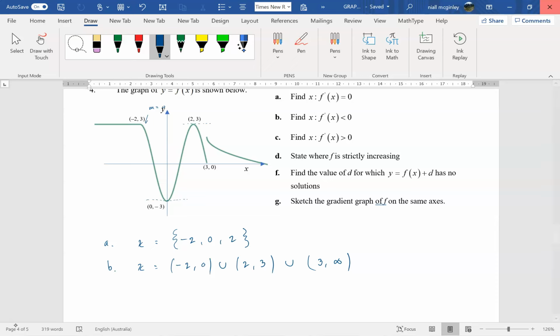Okay. So where the gradient's positive, there's going to be one section where the gradient's positive. That's going to be in this section here. So think about the x values here. So it's going to be from 0 to 2, but not including these values.